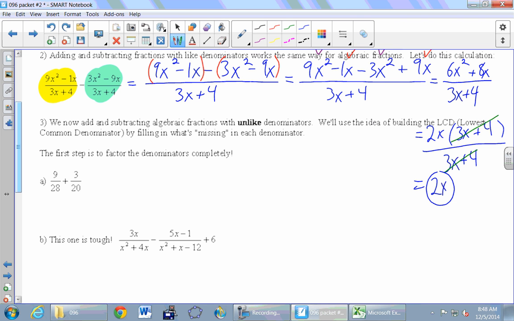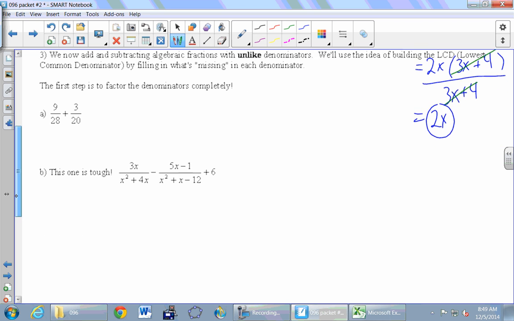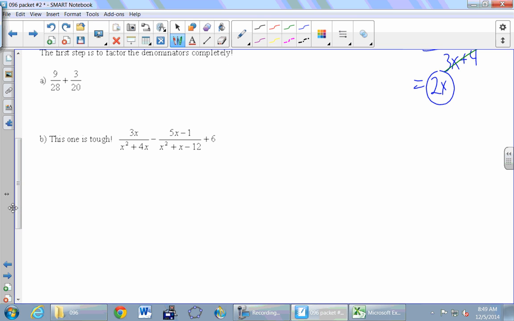Okay, so we're going to again start with a numerical example. We can't do the numerical one? We have no hope at doing the thing with x's in it. So let's make sure we're solid on the numerical one. So 9/28 plus 3/20. Why is this harder than the first numerical one? No common denominator, right? Different denominators. So we need to build a common denominator.